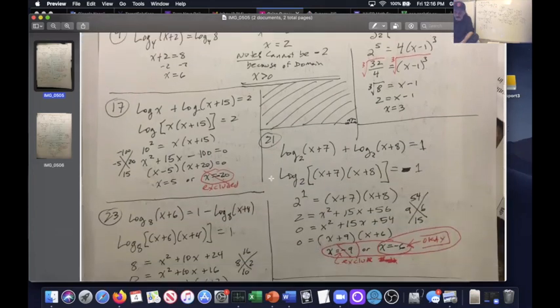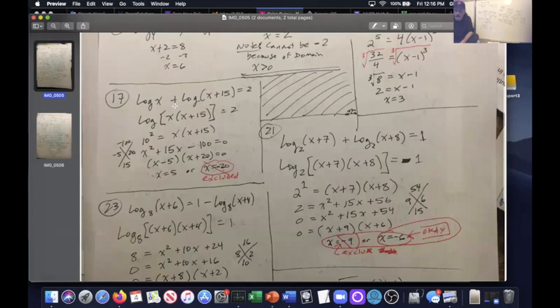All right. And then 17 is kind of a similar problem. You use the product property, and then you switch it to the exponential. So understood base 10, exponent 2. And then in this case, you can factor it after you get it equal to 0. And one of these solutions we have to exclude, because if you go back to the original equation, you substitute -20, you'll get log of a negative.